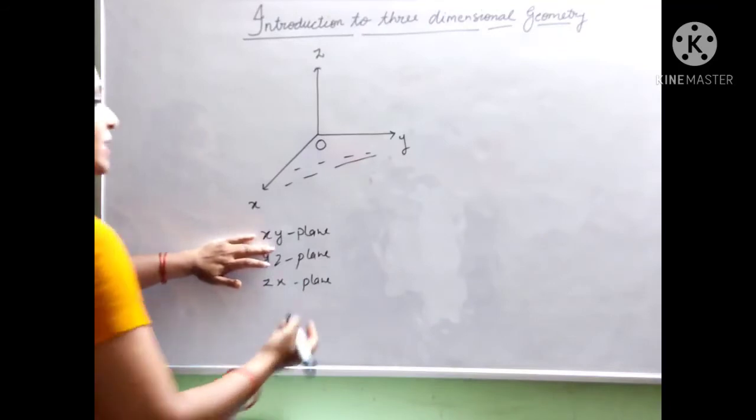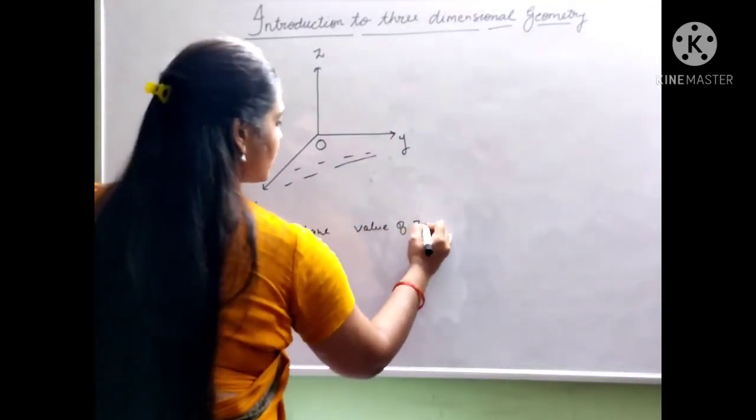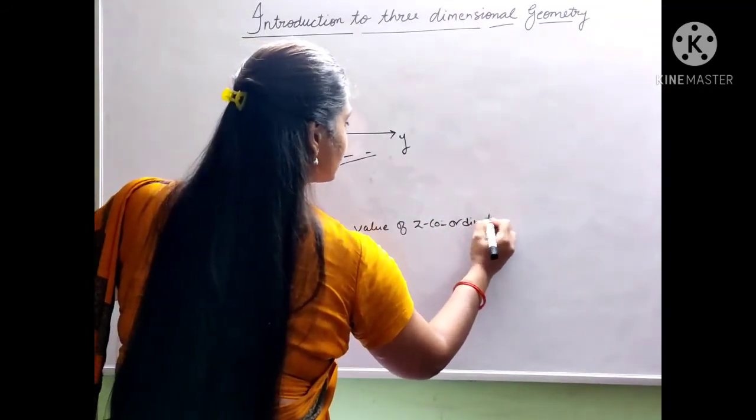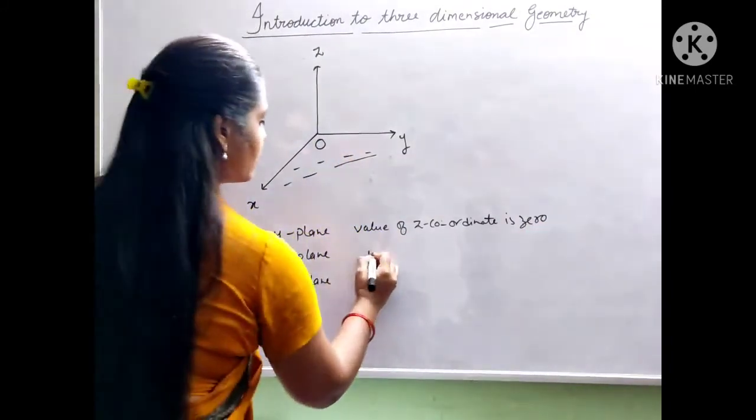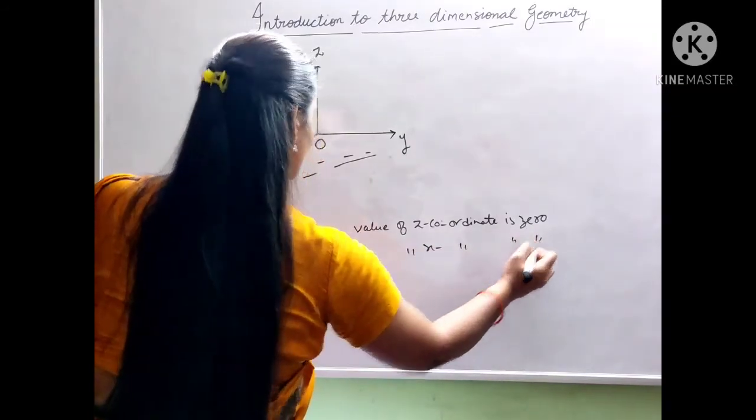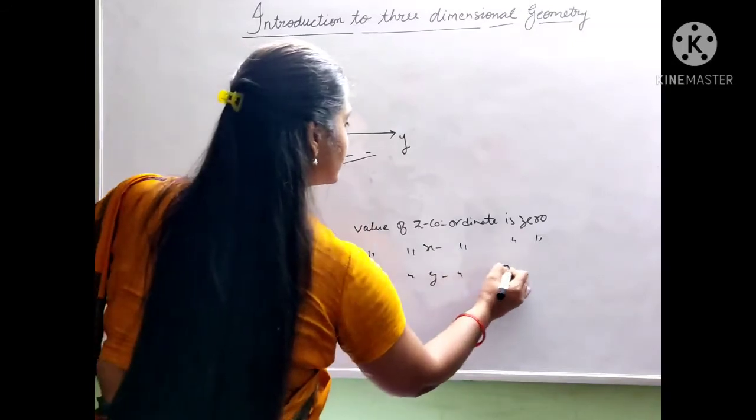In the XY plane, the value of the Z coordinate is 0. In the YZ plane, the value of the X coordinate is 0, and in the ZX plane, the value of the Y coordinate is 0.